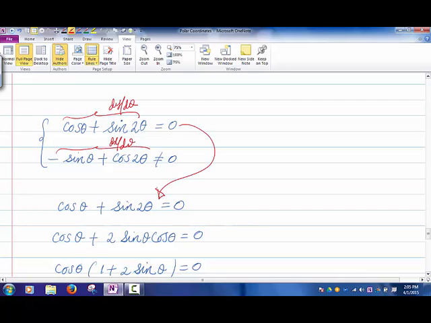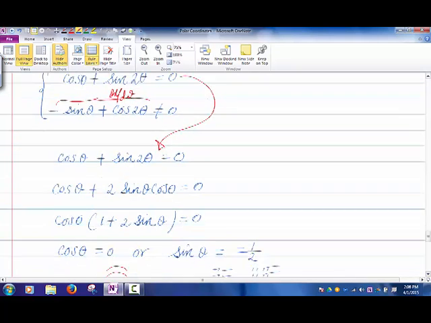Let's first solve when dy/dθ is 0. So dy/dθ is 0 means cosine θ plus sine 2θ is 0. Okay, how do I solve for θ then? Well, you apply the double angle formula for sine, sine 2θ equals 2 sine θ cosine θ, and then you factor out cosine θ.